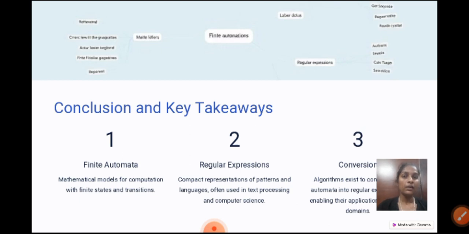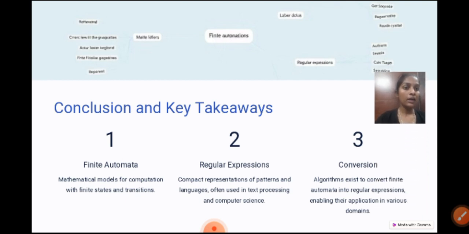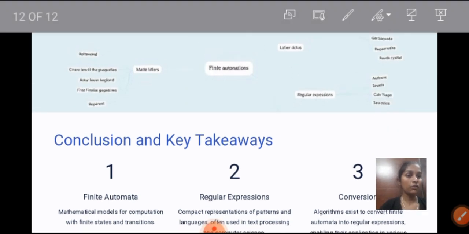So, let us come to the conclusion and the key takeaways. Finite automata is a mathematical model for computation with a finite set of states and transitions, and regular expressions are a compact representation of patterns and languages often used in text processing and computer science. Conversion algorithms exist to convert finite automata to regular expressions, enabling their application in various domains.